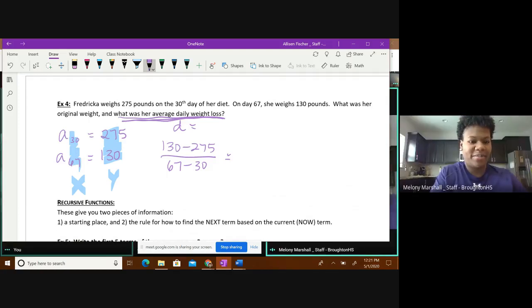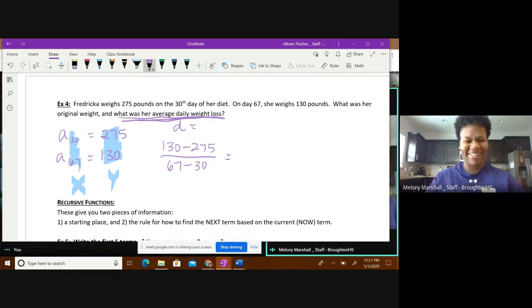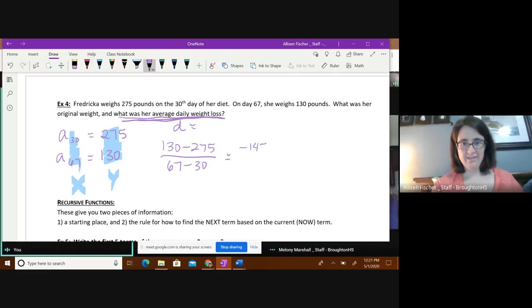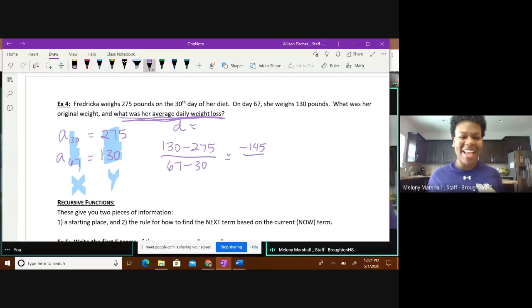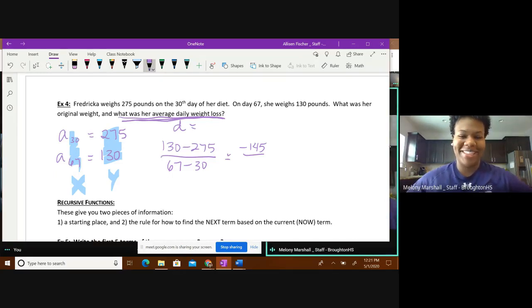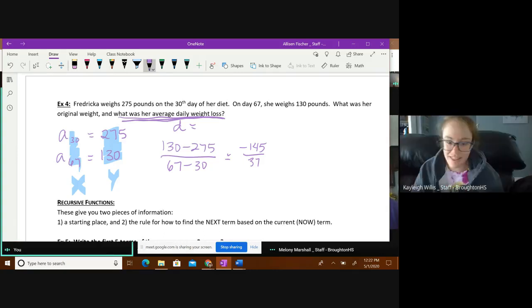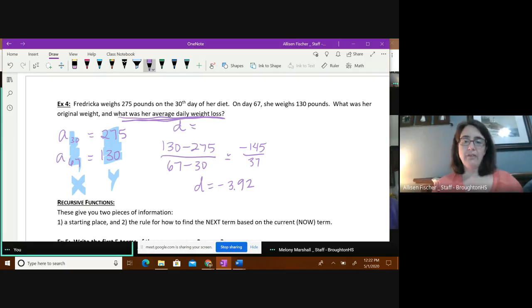Negative 145. Oh, you did that already? You're fast. So it's negative 145 over positive 37. Then if we divide those, I think you get a weird decimal, negative 3.92. Okay, so that's the average daily weight loss.